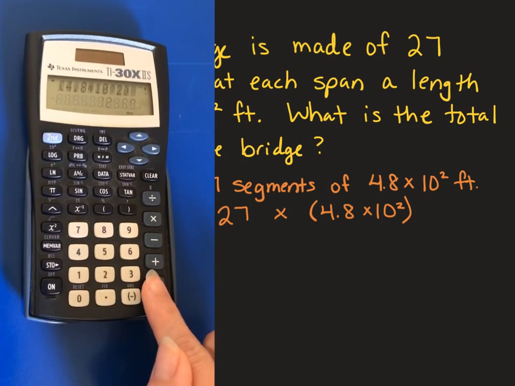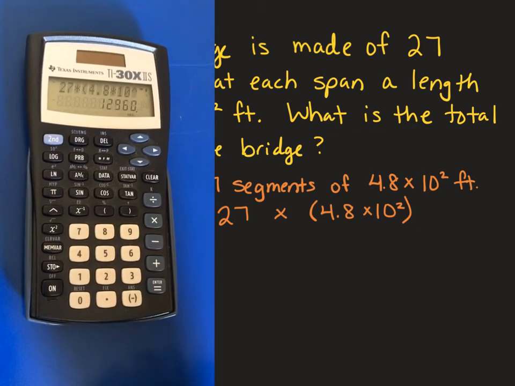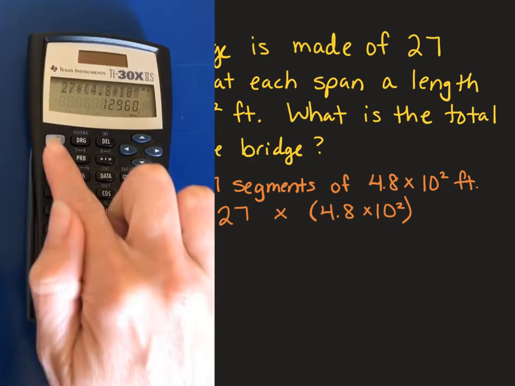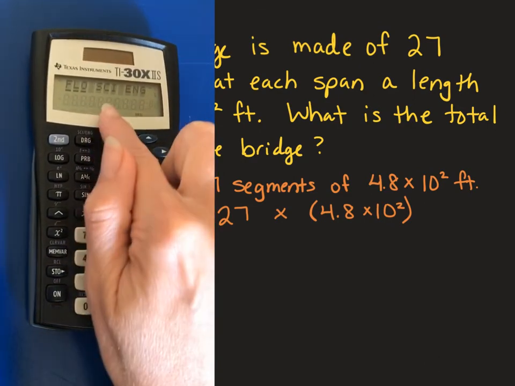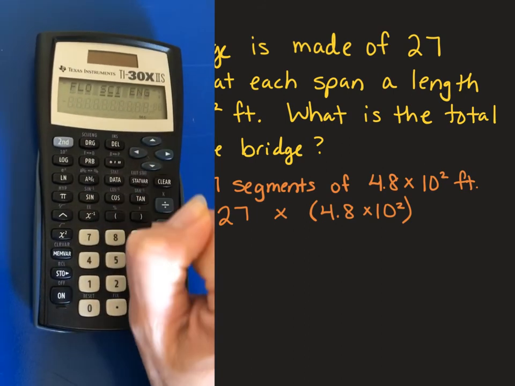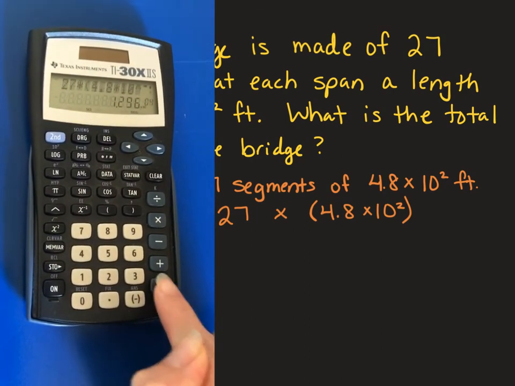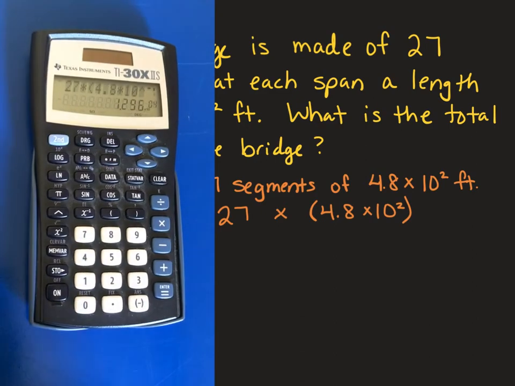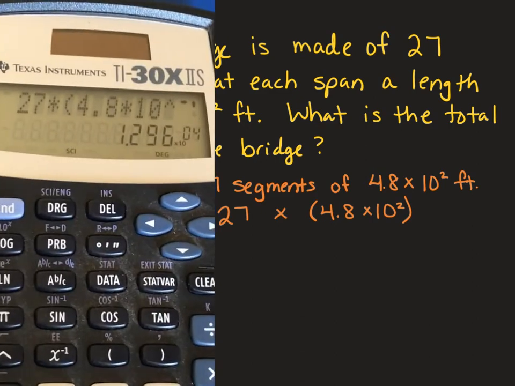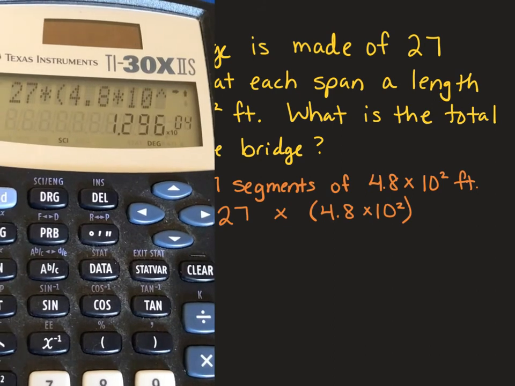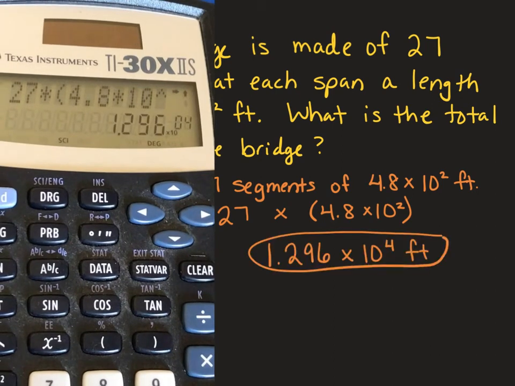close your parenthesis, enter. We get 12,960, but I'd like it in scientific notation, so I'm going to change it here. You saw that second Sci Eng button, change it to Sci for scientific notation, and it changes it to 1.296 times 10 to the 4th power. So we get the answer 1.296 times 10 to the 4th power.